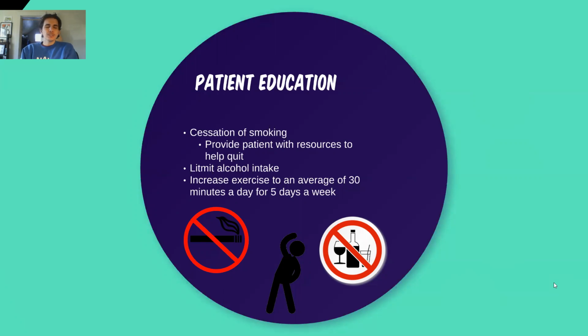So talk to him about this. Like, how can we achieve this goal? Not just telling him this needs to happen. And increase exercise to an average of 30 minutes a day for 5 days a week. So this can start off as something like just going on 30 minutes of walks a day, right? So try to plan with him, so we can prevent those further issues from coming up.